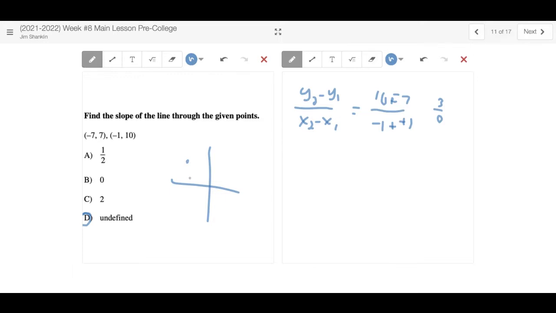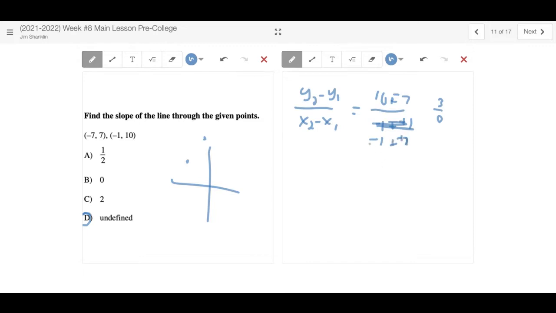Wait, makes sense. Let's see here. Negative 7, 7 would be there. Negative 1, 10 would be here. There should be slope there. What am I doing wrong here? 10 minus 7. Okay, so gives me. Oh, I used the wrong numbers here. That'll do it. Negative 1 minus negative 7. Boy, that'll do it, if you don't use the right numbers.